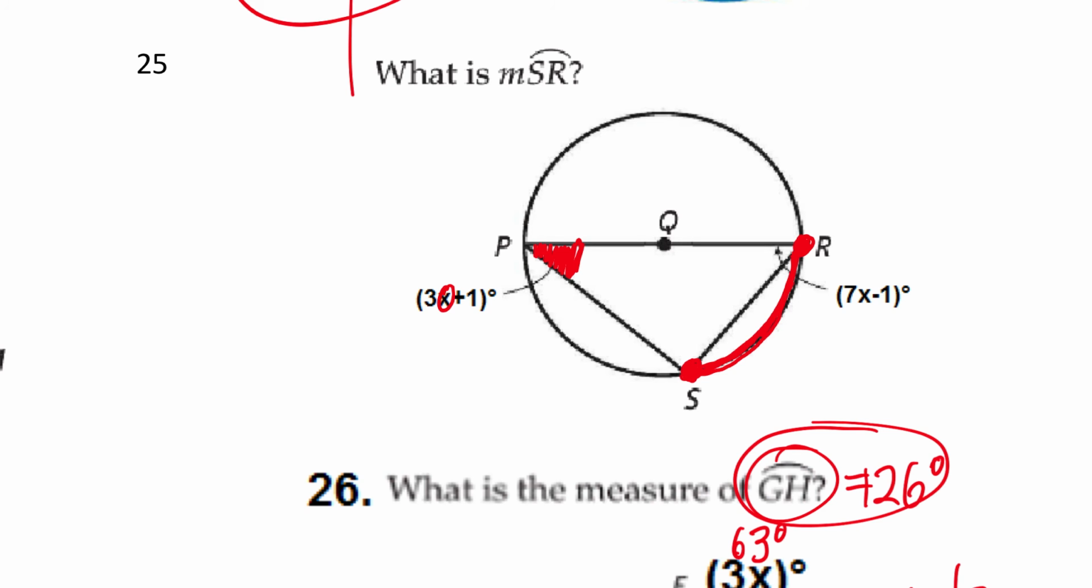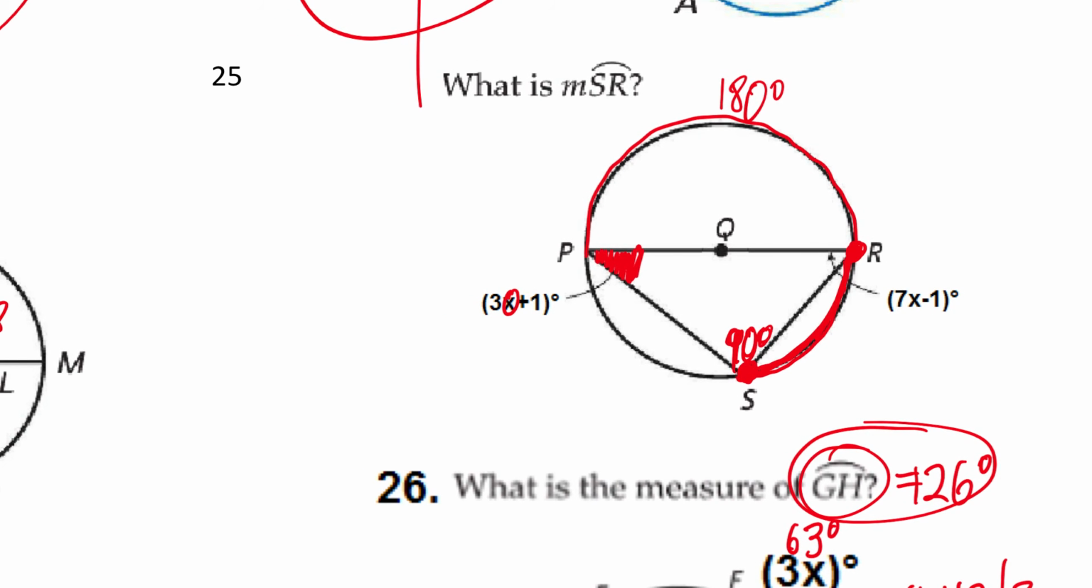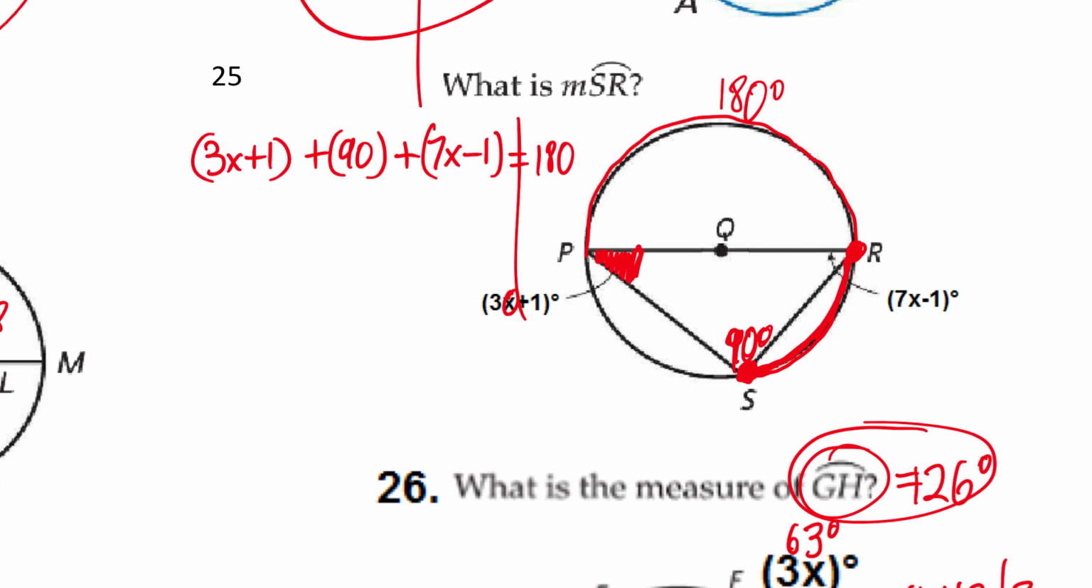So how big is angle S? Oh, we don't know. It's 90. Oh, right, remember, it opens up to this 180 degree arc. So it's half of that. So this is 90. Okay, so in a triangle, those 3 angles add up to what? 180. So we have 3x plus 1, that's angle P, plus 90, that's angle S, plus 7x minus 1, that's angle R, and together those all equal 180 degrees.